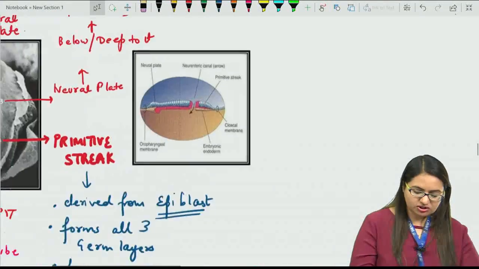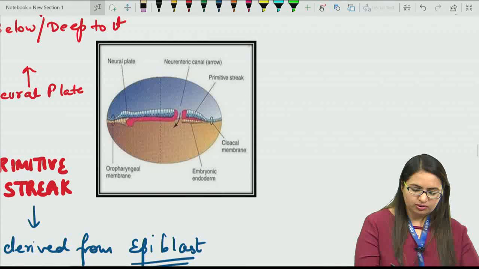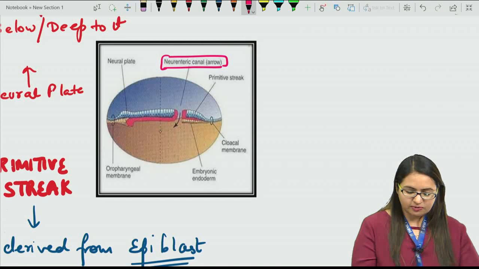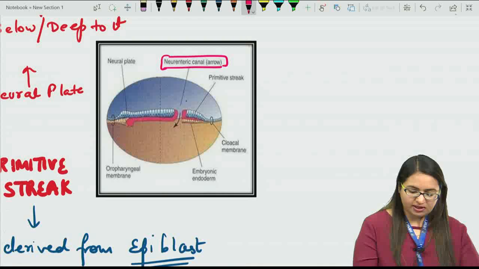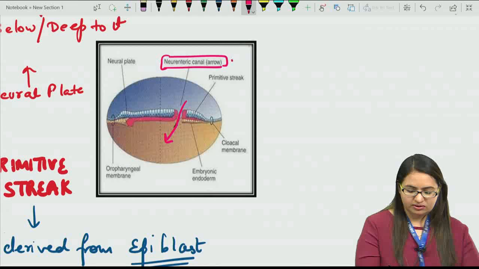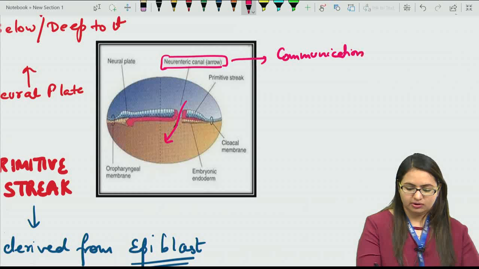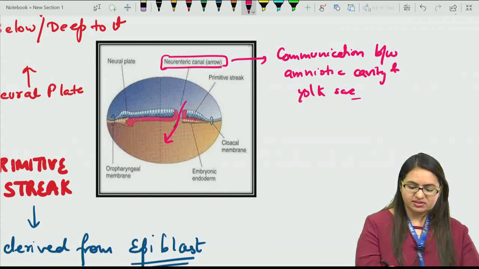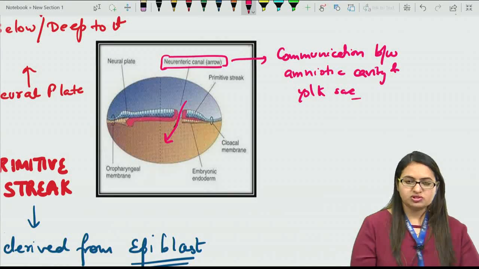Apart from this, a structure which has been mentioned in the options is the neuroenteric canal. This neuroenteric canal is present at the point of the primitive pit only, and this is the point where the amniotic cavity is communicating with the yolk sac. So a communication between the amniotic cavity and the yolk sac. Now this is a temporary communication and it is closed later on.